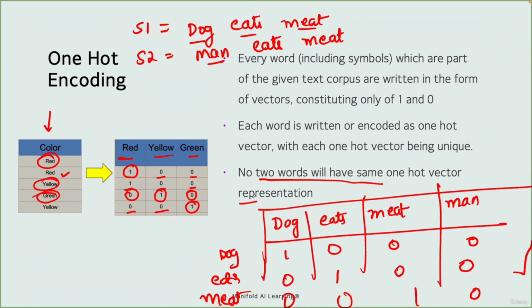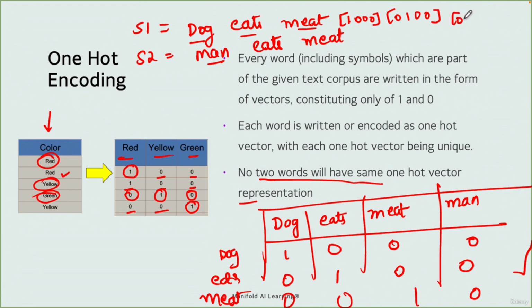Now, once I have represented this text data in the one hot representation format, that is, each token or word in a one hot representation format, if I now represent my sentence one, so sentence one is dog, so 1, 0, 0, 0.